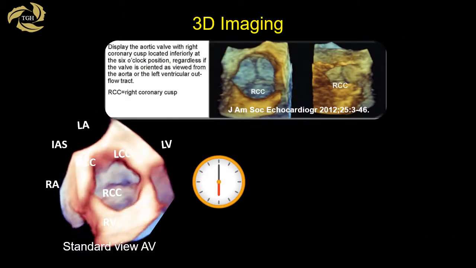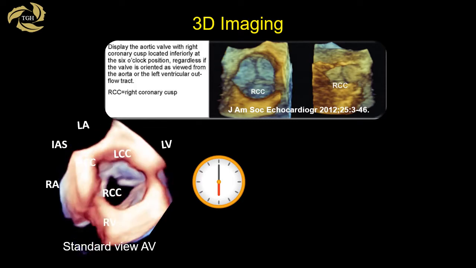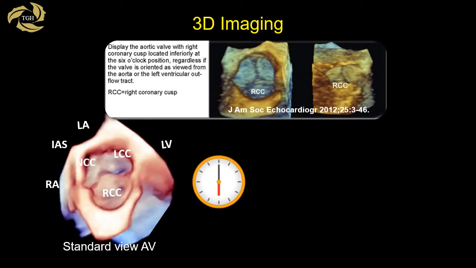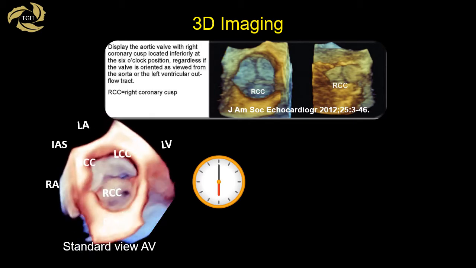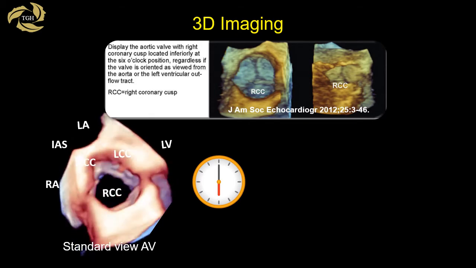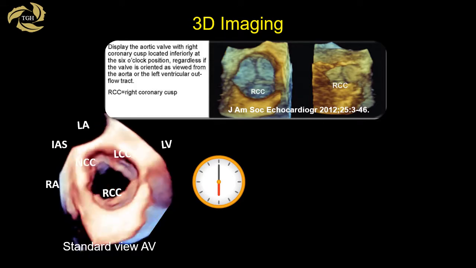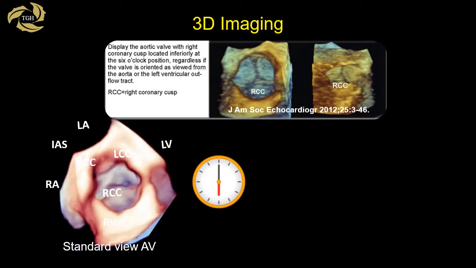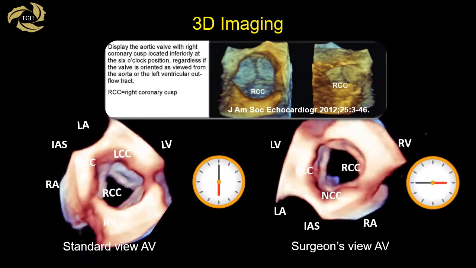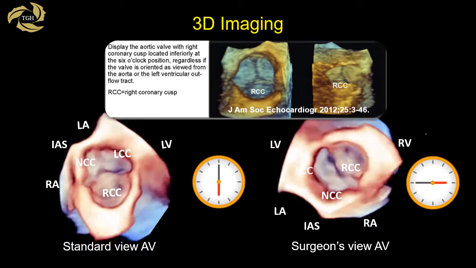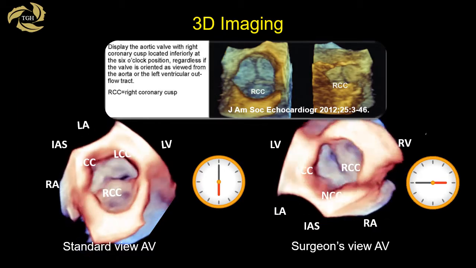By convention, according to 2012 ASC guidelines, the 3D aortic valve images are displayed with the right coronary cusp at 6 o'clock. This is similar to what is obtained with a 3D live acquisition of the mid-esophageal aortic valve short axis view. The surgeon's perspective is rotated counterclockwise 45 degrees to place the right coronary cusp at 3 o'clock.